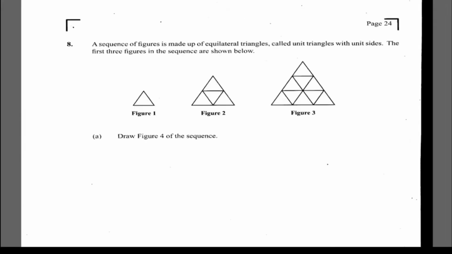Question 8 says, a sequence of figures is made up of equilateral triangles called unit triangles with unit sides. The first three figures in the sequence are shown below: figure 1, figure 2, figure 3. Draw figure 4.